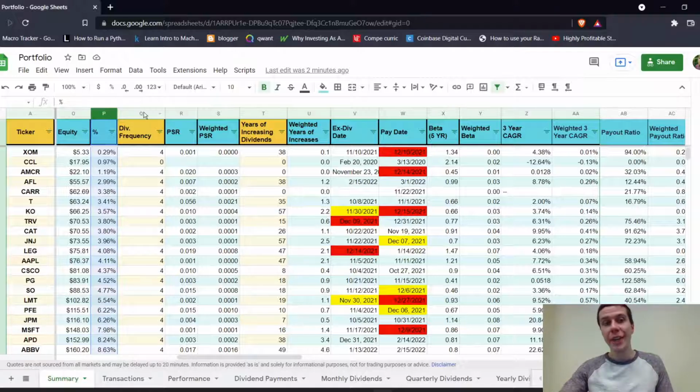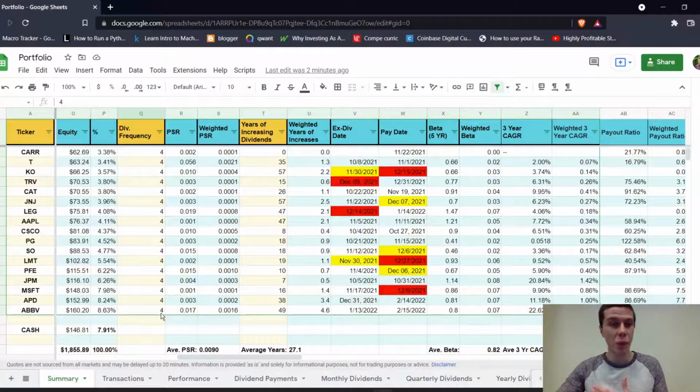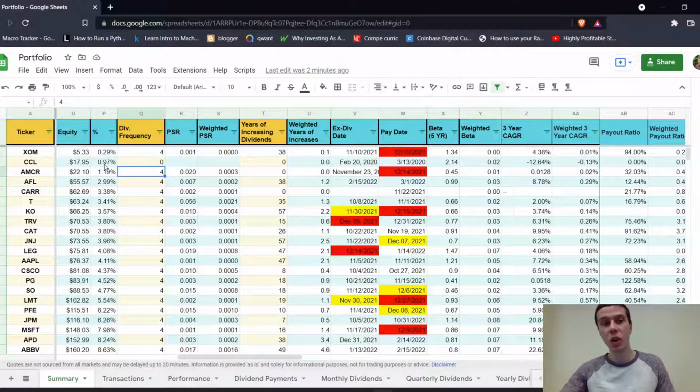So the next one here is the dividend frequency column, and that's basically just how often the company pays a dividend, how many times per year. For most of the companies I own, it's 4 because they pay dividends quarterly. For Carnival, they don't pay a dividend currently, so that number is 0. And basically, the purpose of this is for our PSR calculation in the next column here.